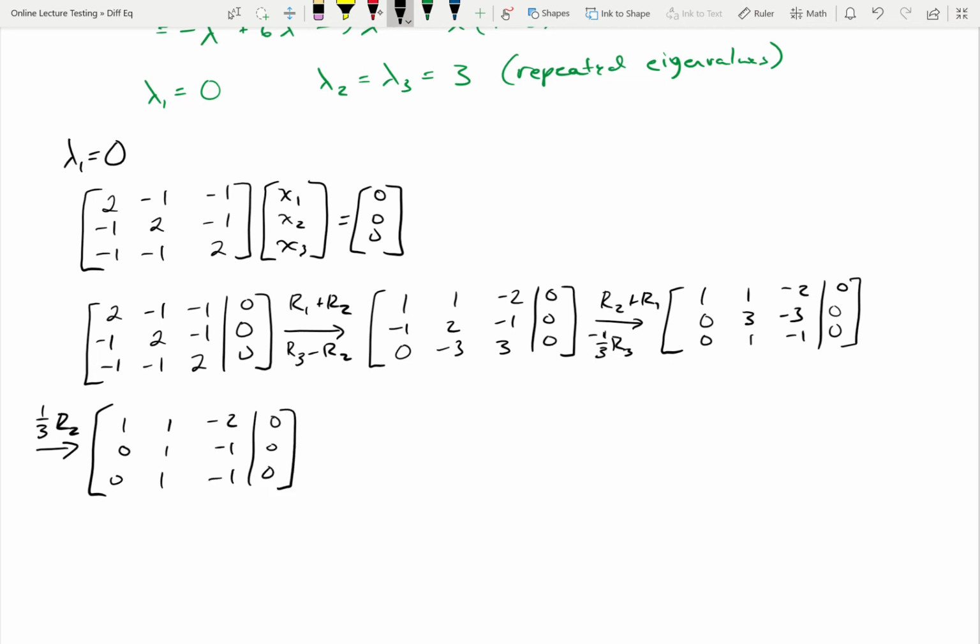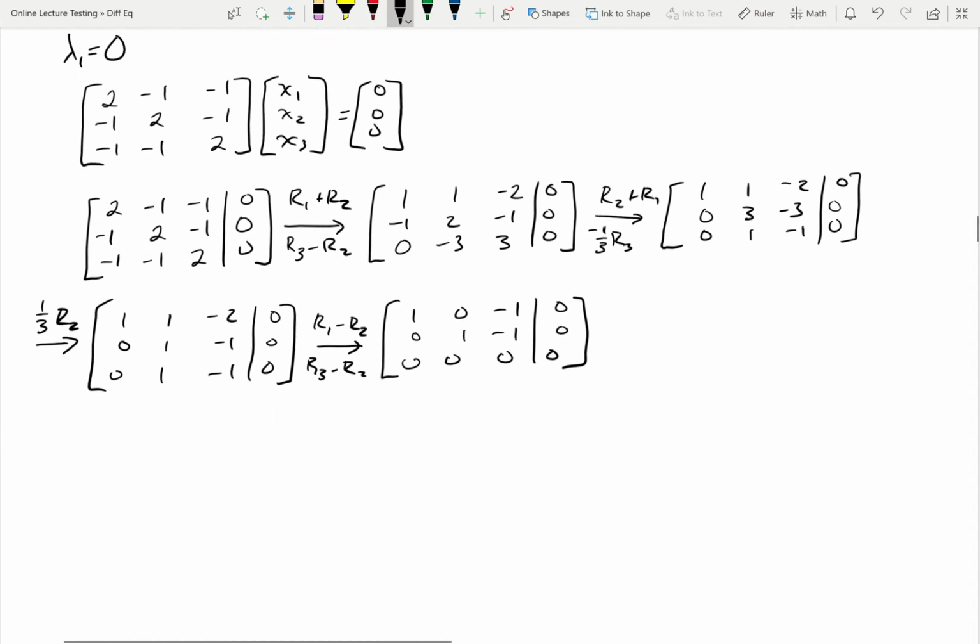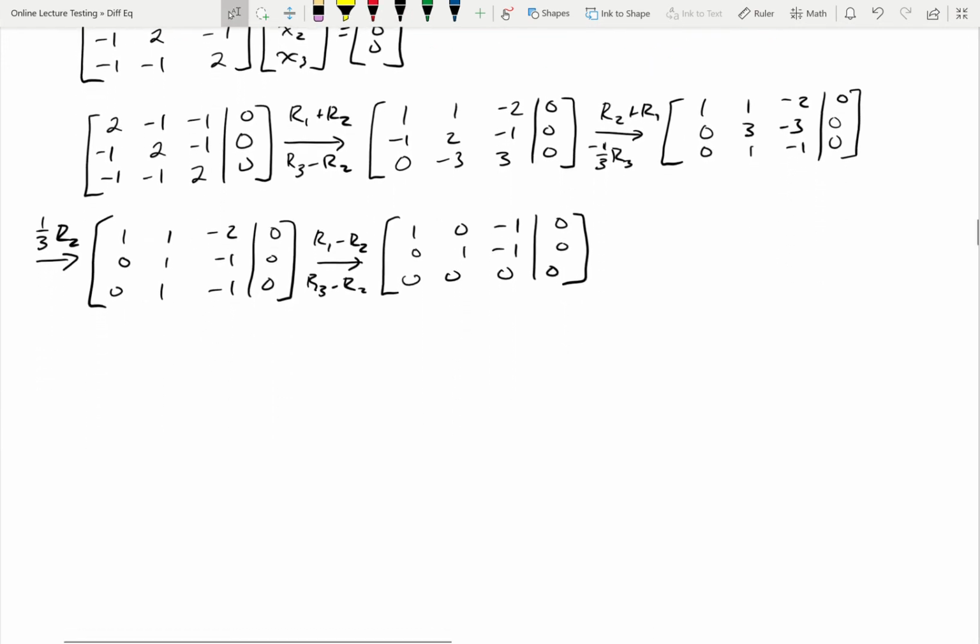So notice if I do row 3 minus row 2, and I do row 1 minus row 2, I get 1, 0, negative 1, 0, 0, 1, negative 1, 0, and then a row of zeros on my last one, which means x3 can be any value for that part.